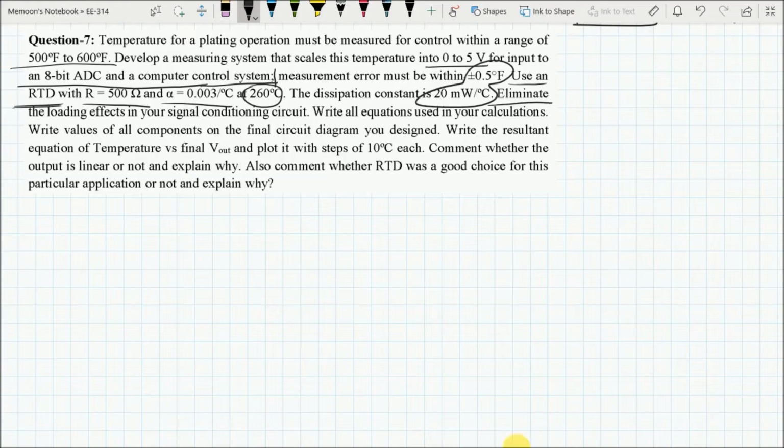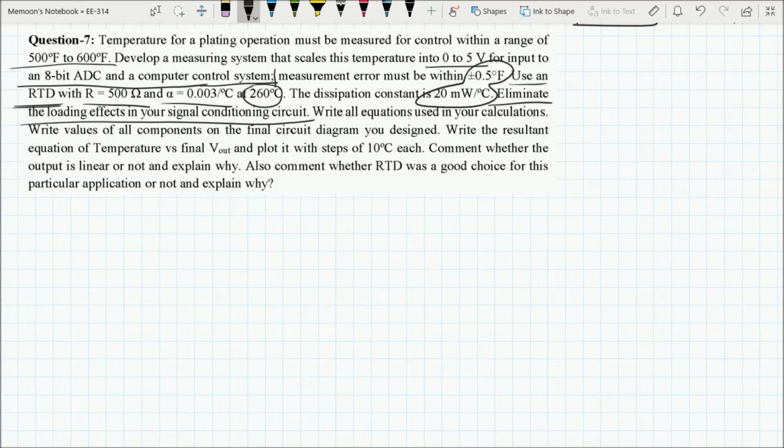We are also asked to eliminate the loading effects in our signal conditioning circuits. How we are going to manage that, we'll look into that. Write all equations used in your calculations, write values of all components on the final circuit diagram you designed, and write the resultant equation of temperature versus final V out and plot it with steps of 10 degrees Celsius, okay? And comment whether the output is linear or not and explain why. Also comment whether RTD was a good choice for this particular application or not and explain why. So again, this is a fairly complete problem that we are going to address.